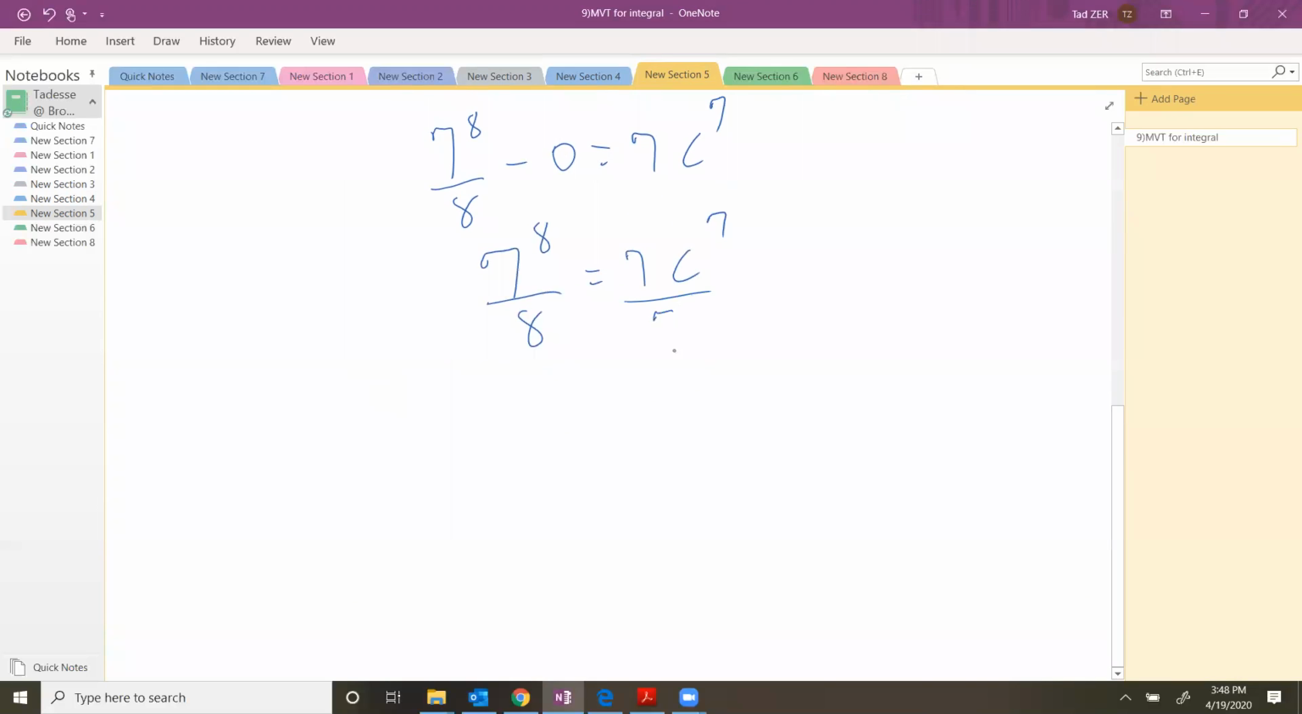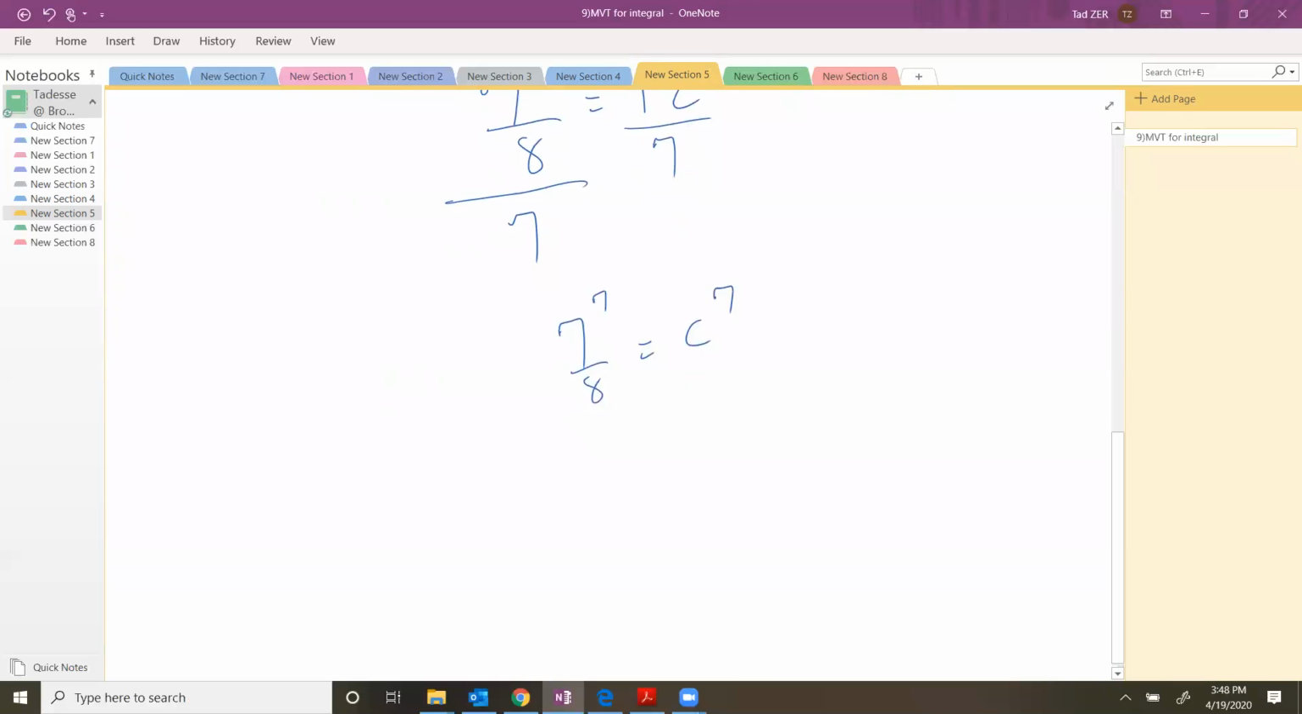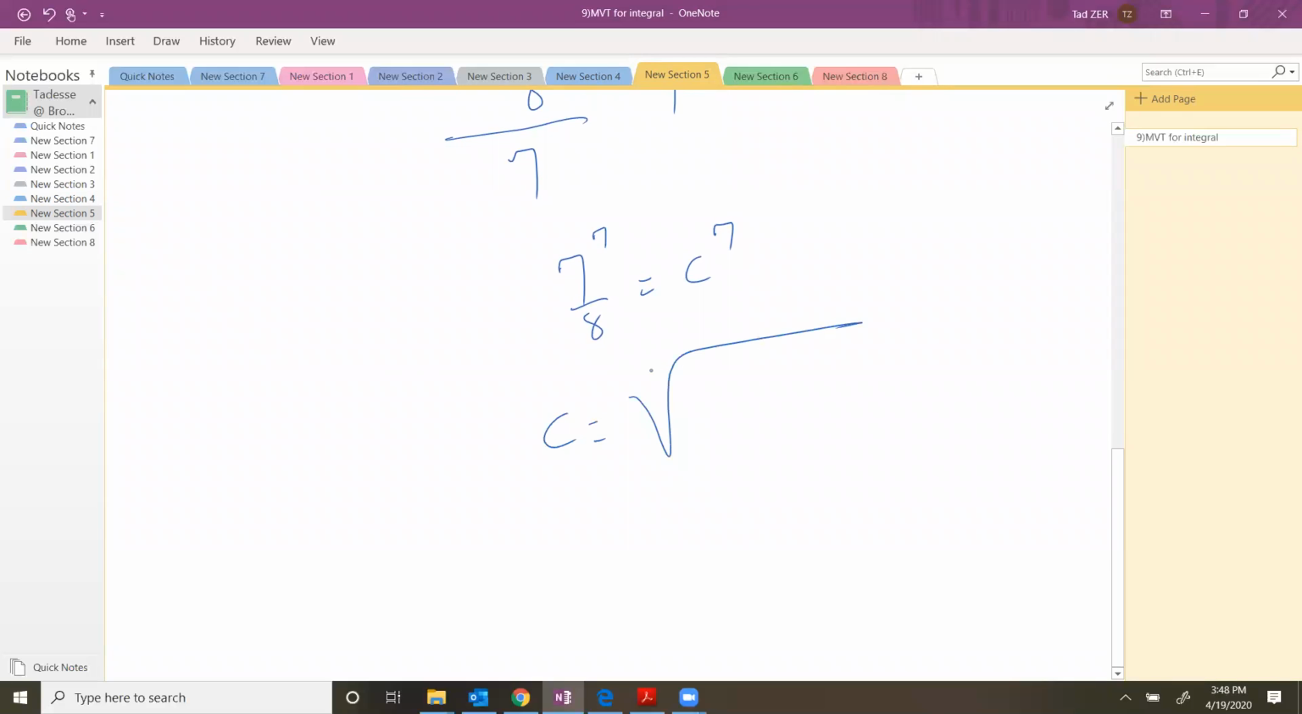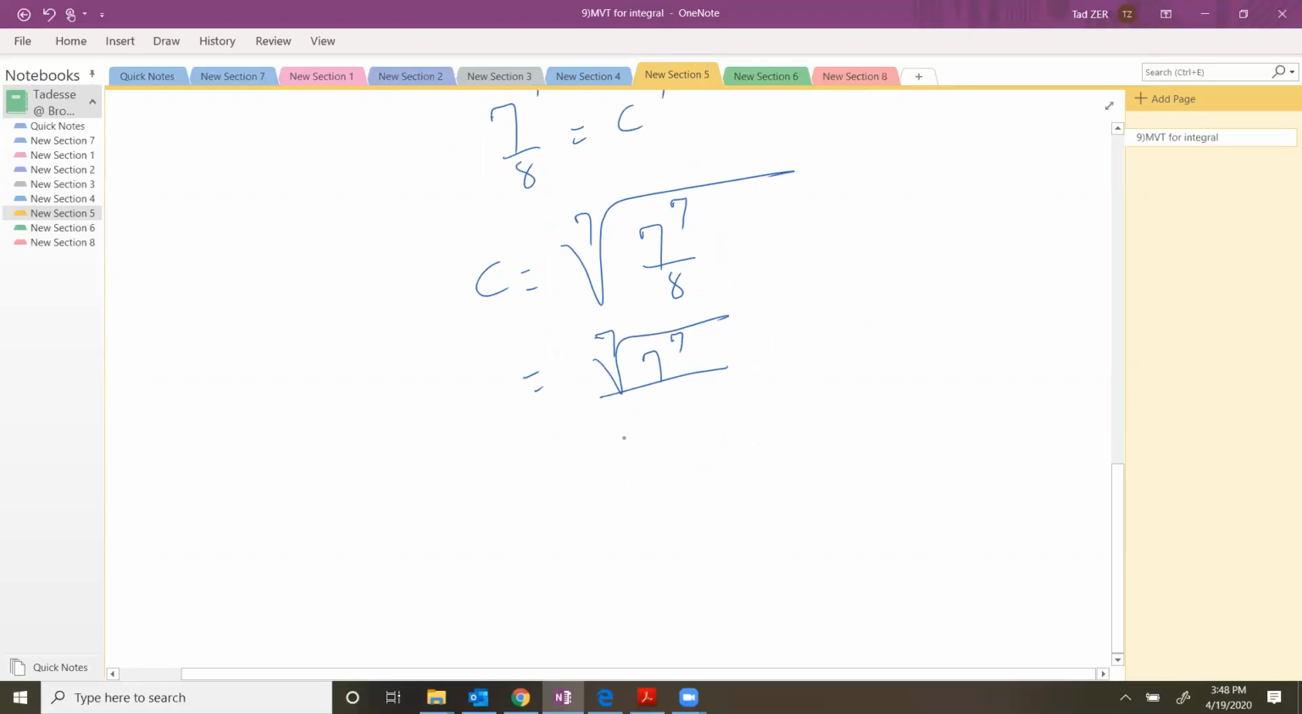Now if I divide both sides by 7, that gives me 7 to the 7 over 8 equal to c to the 7. So how do you find c? C is the 7th root of 7 to the 7 over 8. Now this is the 7th root of 7 to the 7 over the 7th root of 8. So what is the 7th root of 7 to the 7? It's 7, right? Divided by the 7th root of 8. That is the value of c guaranteed by the mean value theorem. Yes, it exists because it's continuous on the closed interval.